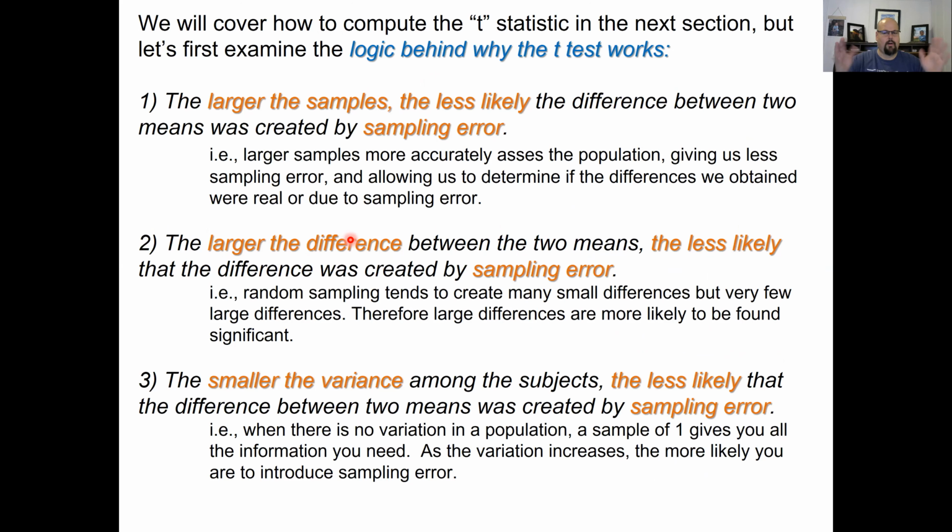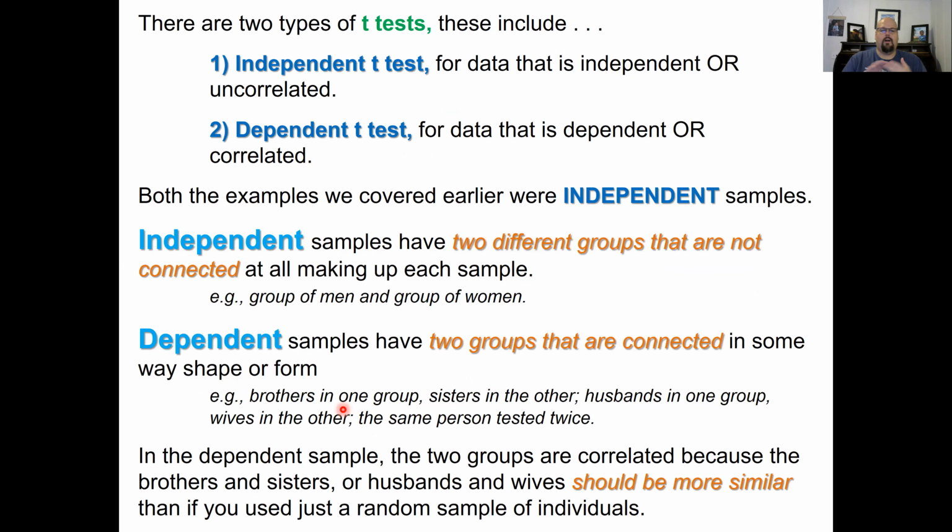And then variance, so more squished distributions. The smaller the variance among the subjects, the less likely that the difference between the two means is created by sampling error. A really spread out distribution has a lot of variability, and that variability leads to sampling error when you analyze it. So these are things that are under our control. With a t-test, we try to assess these things and control for all these factors as best we can.